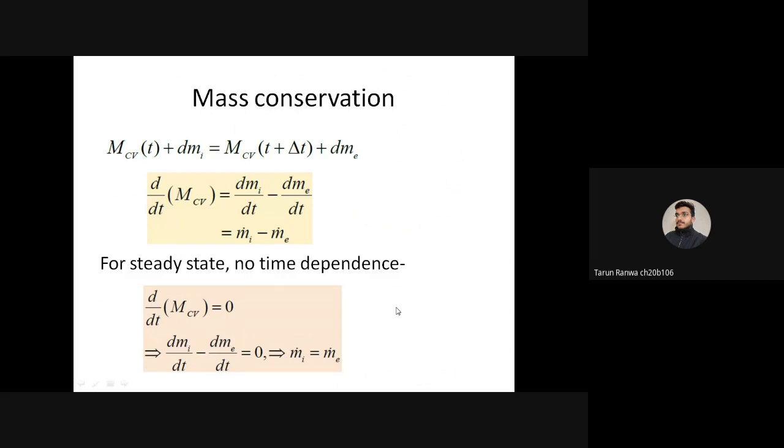So mass conservation: the total mass at time t equals the total mass at time t plus delta t. So d/dt of m_cv we can write as dm_i/dt minus dm_e/dt, so m_i dot minus m_e dot. m_i dot is the rate of entering mass, and m_e dot is the rate of leaving mass. For steady state, there is no time dependence, so the rate of entering mass and the rate of leaving mass will be the same.